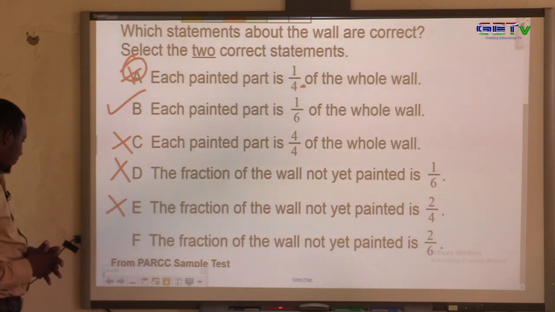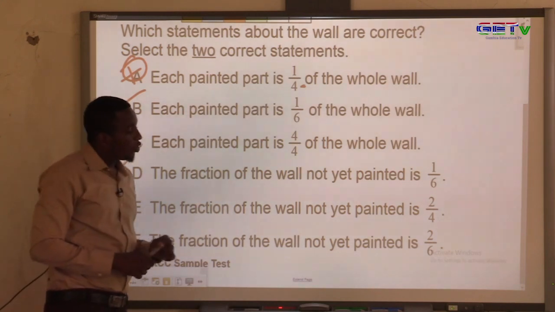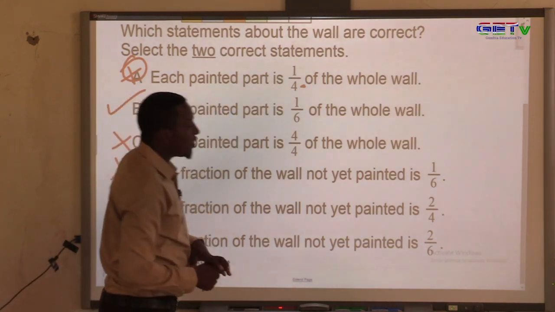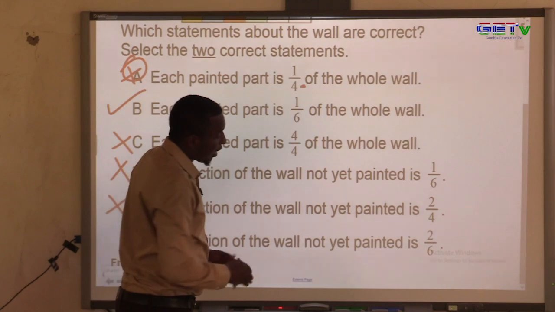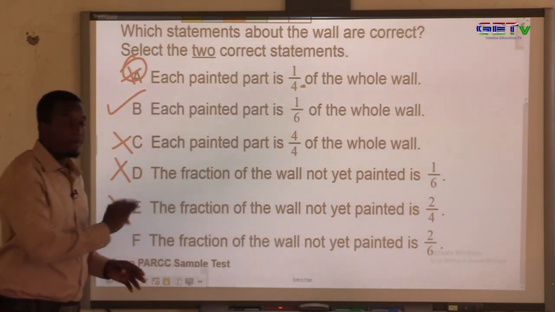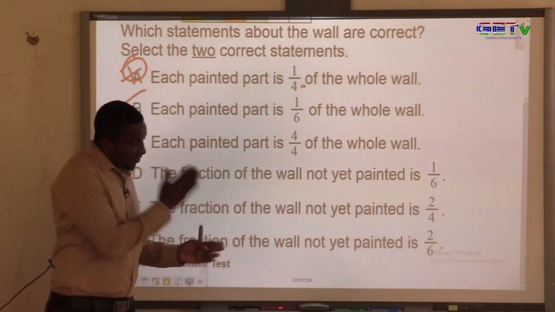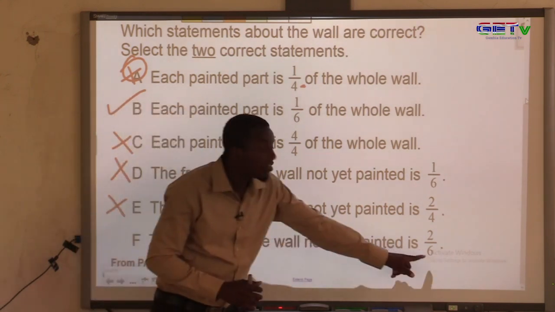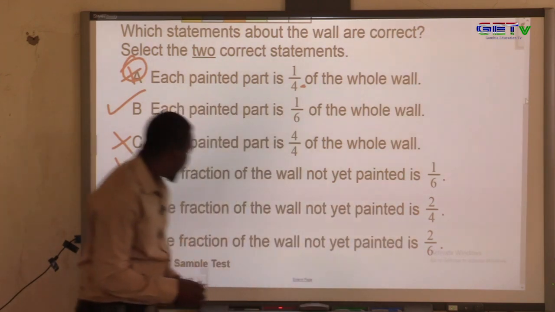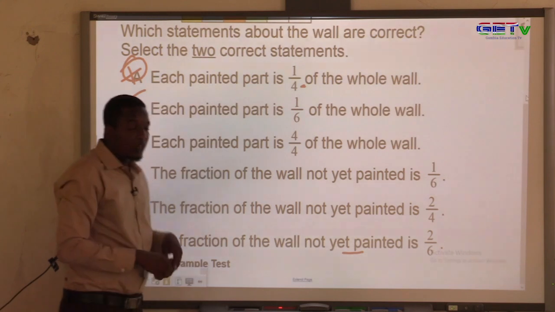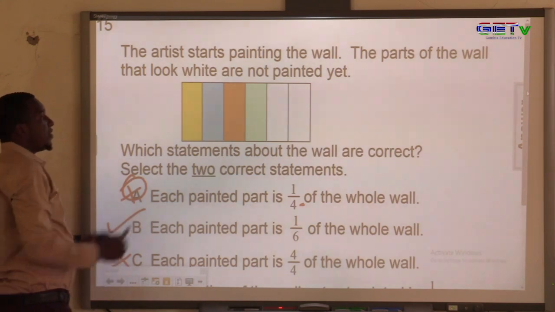Finally, the last one, statement F, reads, the fraction of the wall not yet painted is 2/6. Now let's analyze the statement before we go to the wall. This will simply mean that you have a wall that is divided into 6 equal parts because the denominator is 6, and 2 out of those parts are not yet painted. That is what the statement will mean. So let's go back to the wall and see if that is true. What we have is a wall.